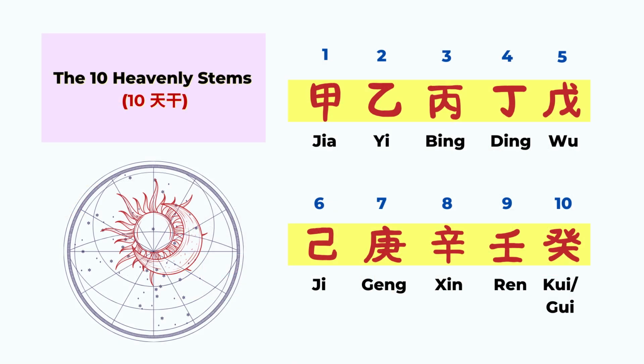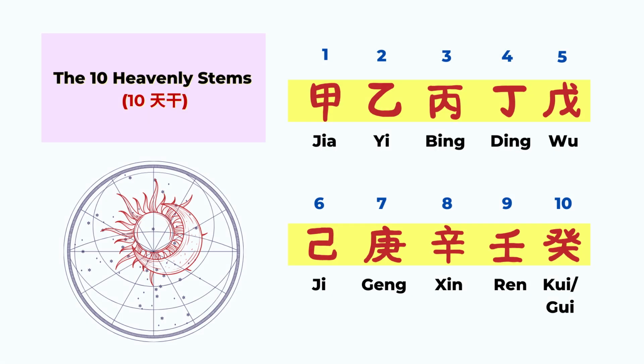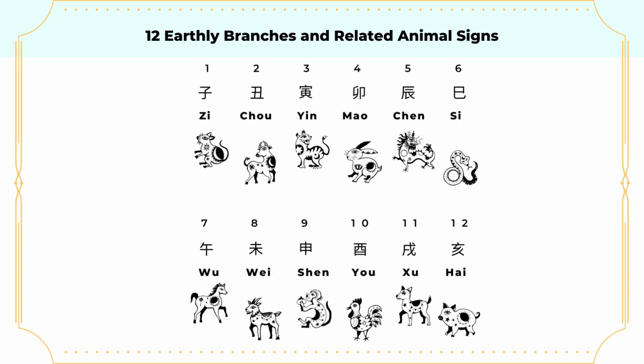We talk about the 60 stem branch combinations that come from the 10 heavenly stems and the 12 earthly branches. That's the basic timing system for the Chinese calendar, including month, year, and day. Every year has a related stem branch in the 60-year cycle. For example, 2025 is a year of Yi Si. Yi is a heavenly stem and Si is an earthly branch.